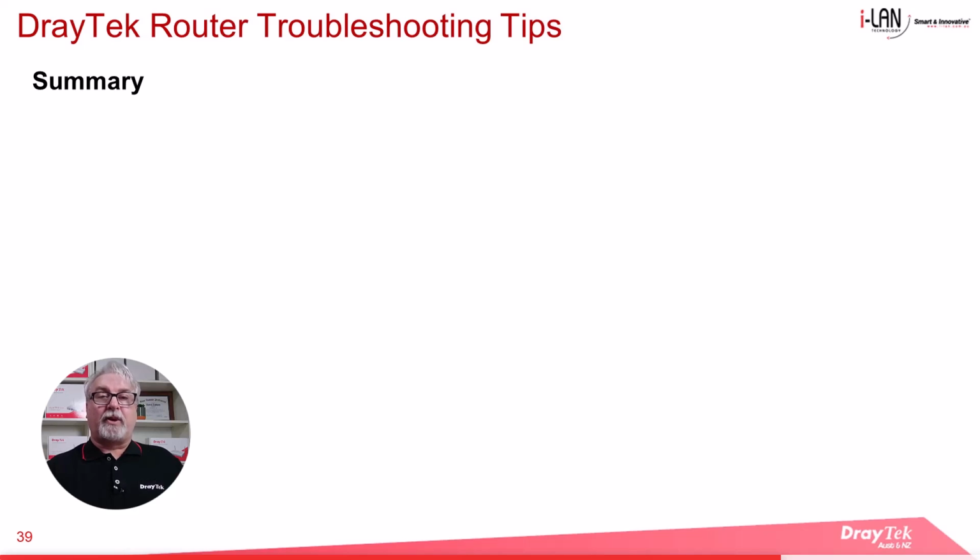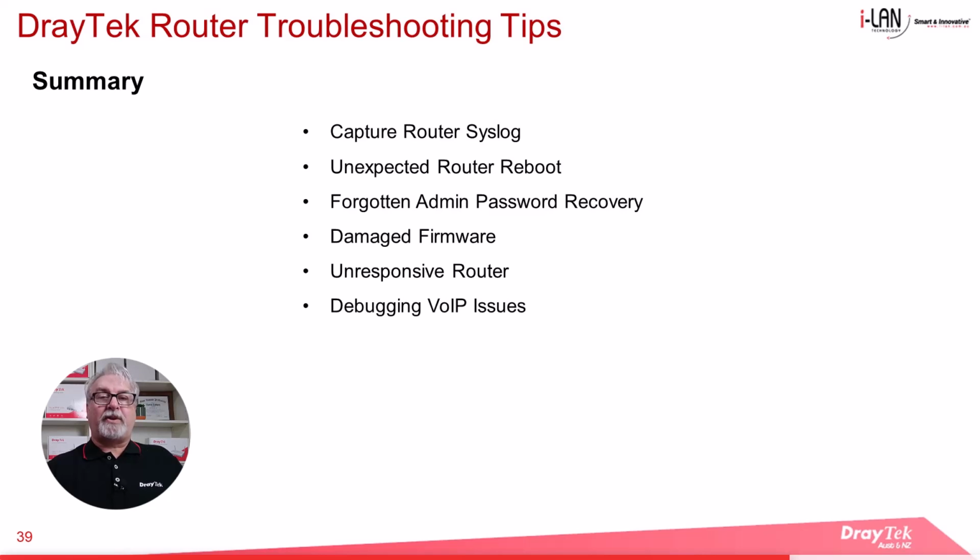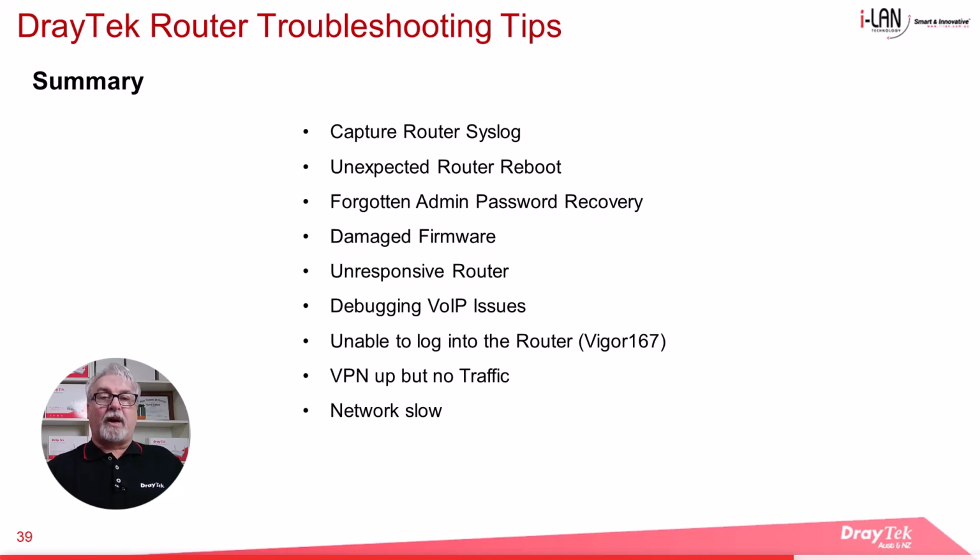Okay, so to summarise, we looked at some of the more common issues we come across from customers requesting assistance to troubleshoot. These included capture router syslog, unexpected router reboot, forgotten admin password recovery, damaged firmware, unresponsive router, debugging VoIP issues, unable to log into the router, that's the Vigor 167, VPN up but no traffic, network slow, and WAN failover not working as expected. Hopefully you'll find these troubleshooting tips helpful when you come across these and other similar issues.